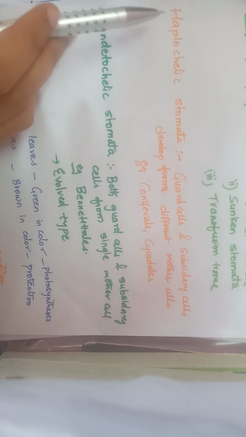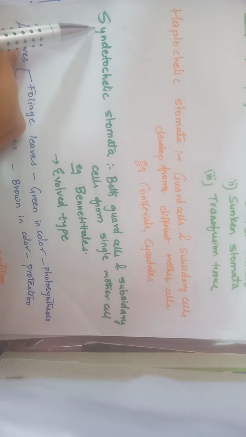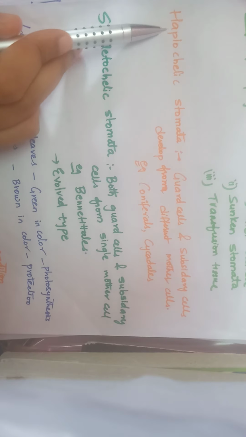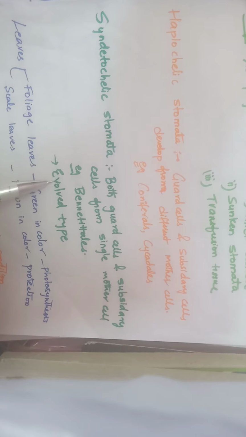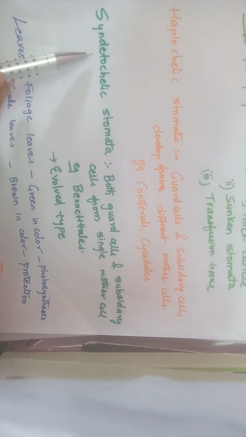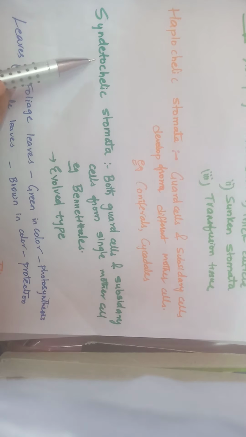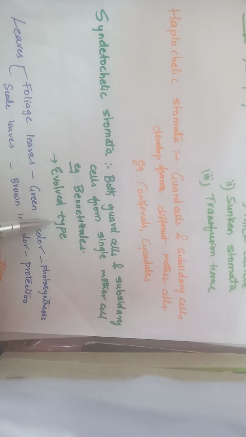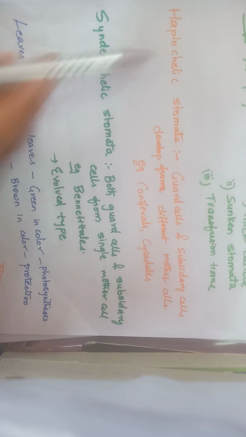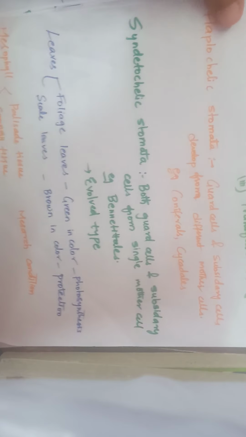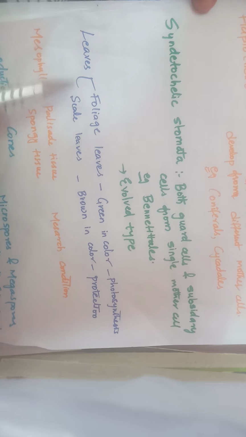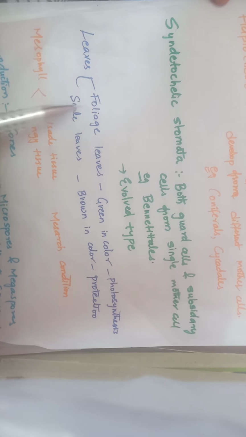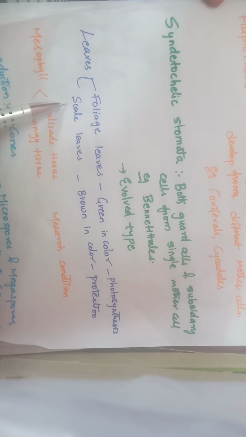Here, if we compare these two types of stomata, that is the haplocheilic stomata as well as the syndetocheilic stomata, among these the syndetocheilic stomata is considered the evolved type. It is the most advanced type compared to the haplocheilic stomata. Then coming to the leaves, there are two types of leaves found in the gymnosperms. The first one is the foliage leaves, and another one is the scale leaves.